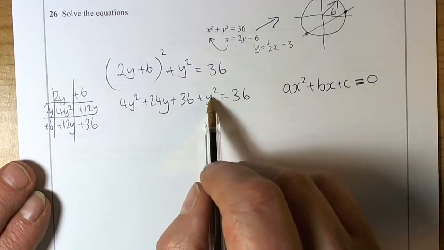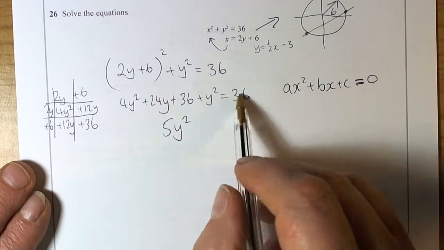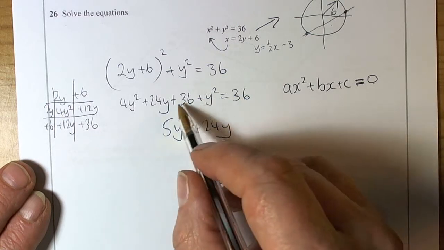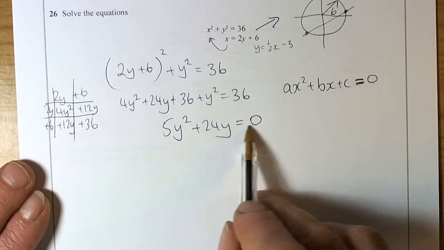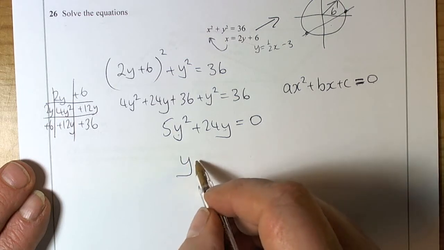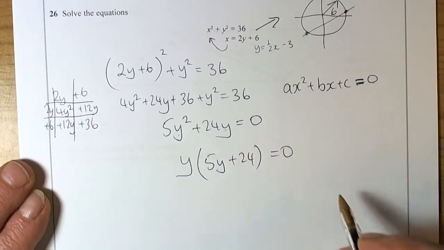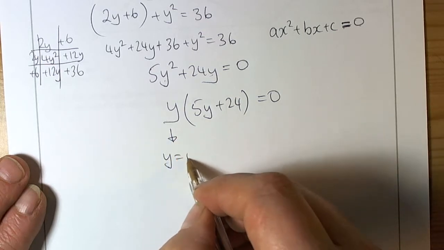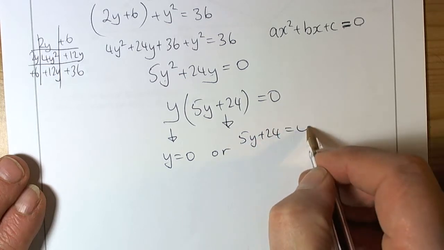So let's have a look. We've got 5y squared plus y squared, so that's 5y squared. And we've got 24y, no more y, so that's plus 24y. And we've got 36, take away 36, so that's gone, so that equals 0. So basically we've got this to solve. Because we've got a common factor, it's basically saying y times 5y plus 24 equals 0. So this tells me that y can equal 0, or the bracket's telling me 5y plus 24 equals 0.